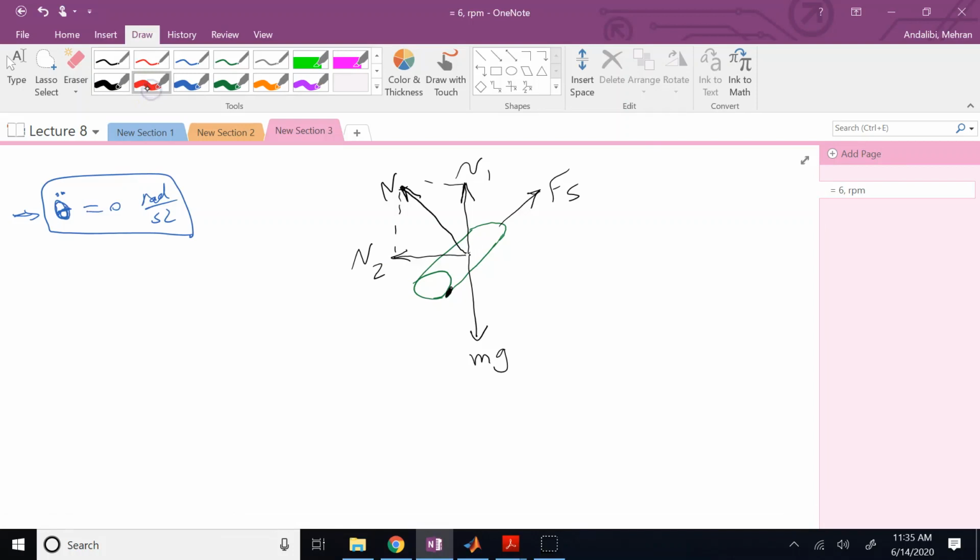Your coordinate system is: r is radially outward, so this is e_r. e_theta is perpendicular to that, so e_theta is in the same direction as N2, and then perpendicular to both, upward, is what? e_z. Okay? So this is your FBD, this is your free body, this is your coordinate system.